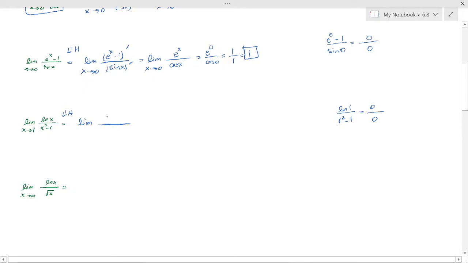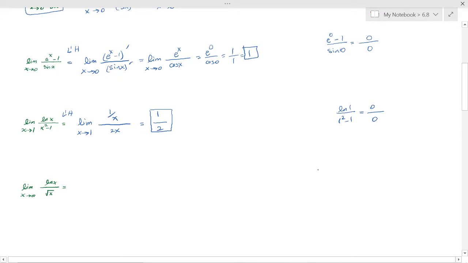Derivative of the numerator, 1 over x. Derivative of the denominator, 2x. As x approaches 1. If you replace 1, 1 divided by 2. You see, now this complicated limit you could answer in one step. So simply 1/2. Next one, what if the limit was infinity?